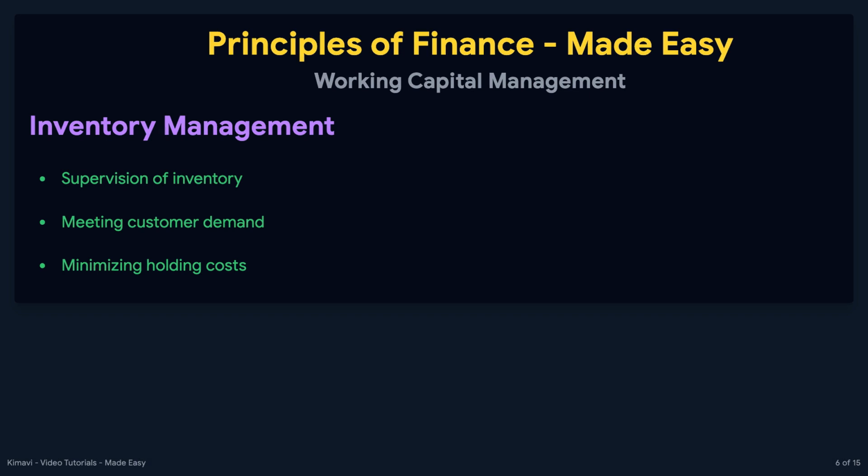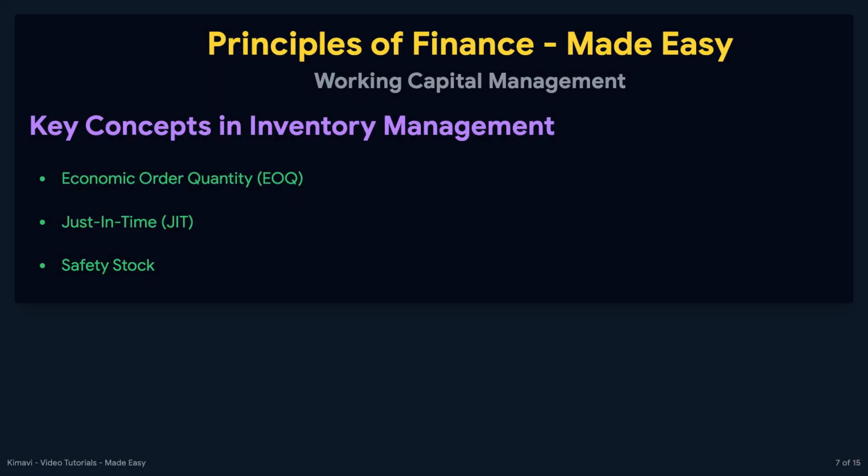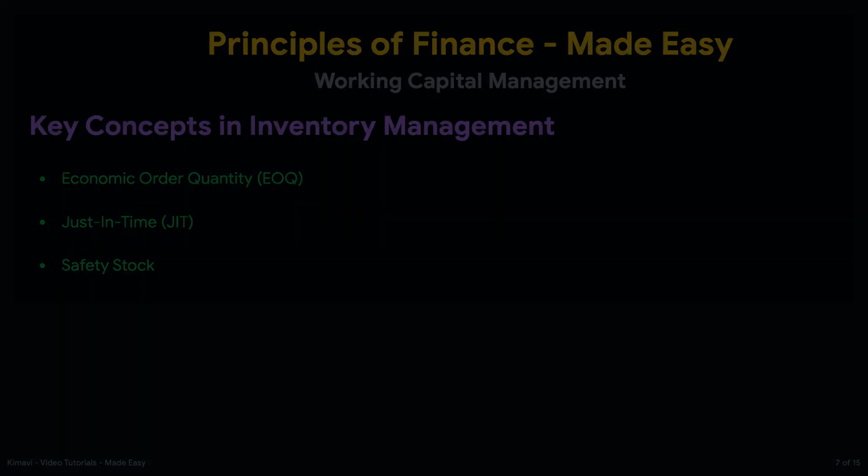Inventory management involves the supervision of non-capitalized assets and stock items. It ensures that the right amount of inventory is available at the right time to meet customer demand while minimizing holding costs. Key concepts in inventory management include economic order quantity, or EOQ, which is the optimal order quantity that minimizes the total inventory costs. Just-in-time, or JIT, which is an inventory management strategy that aims to reduce inventory holding costs by receiving goods only as they are needed. And safety stock, which is extra inventory held to guard against uncertainty in demand or supply.